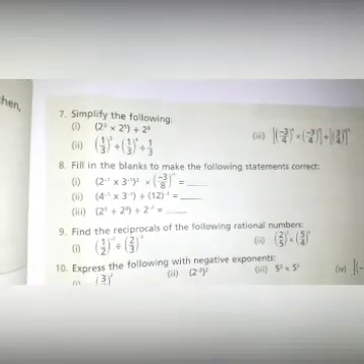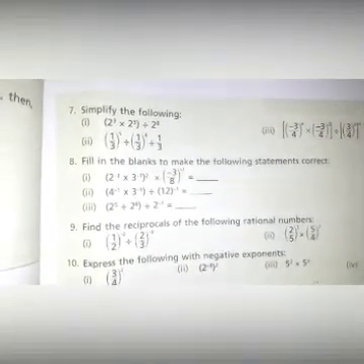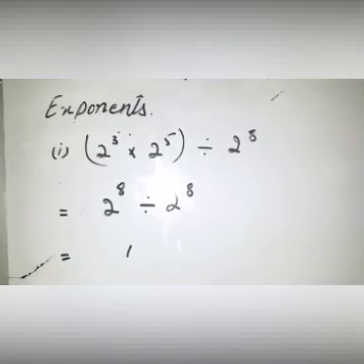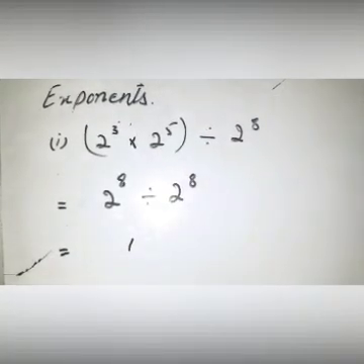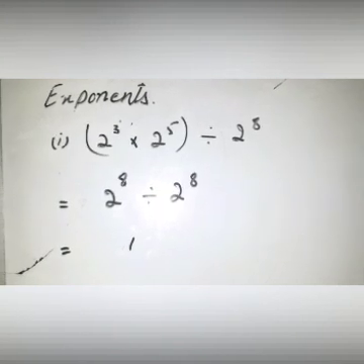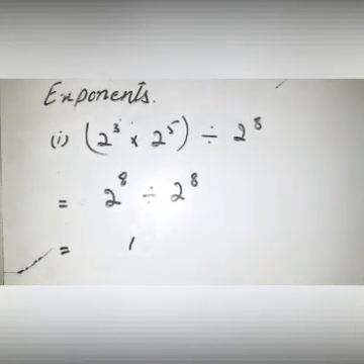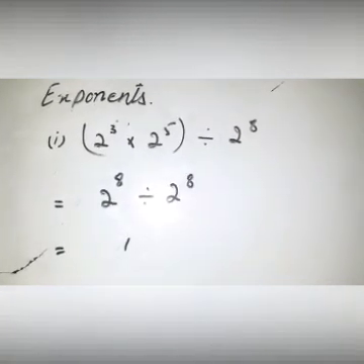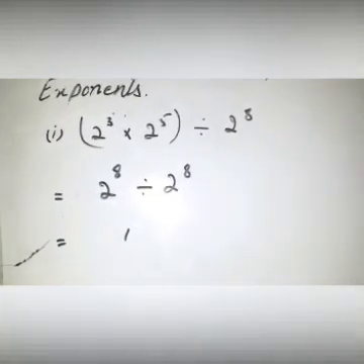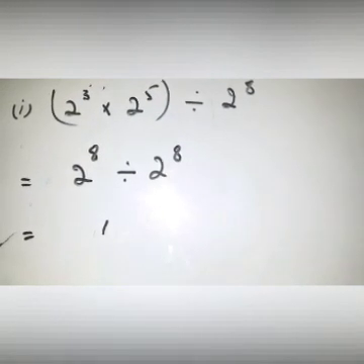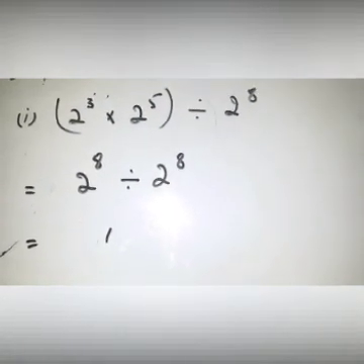Now on the other page, page number 69, question number 7, simplify the following. Now part 1 is 2^3 multiplied by 2^5 divided by 2^8. Now 2^3 and 2^5 will be multiplied together, then it will become 2^8 divided by 2^8. When you divide 2^8 by 2^8, the answer will be 1.